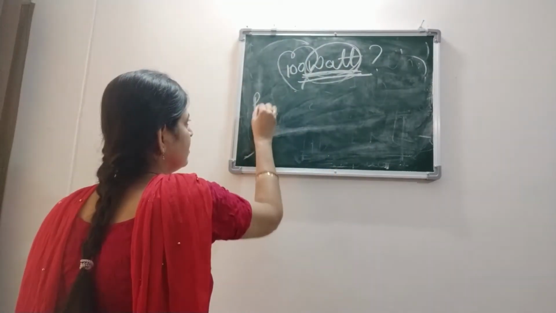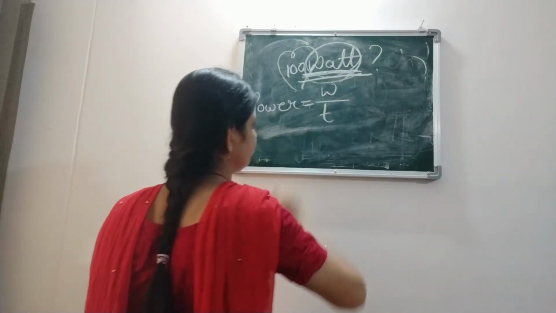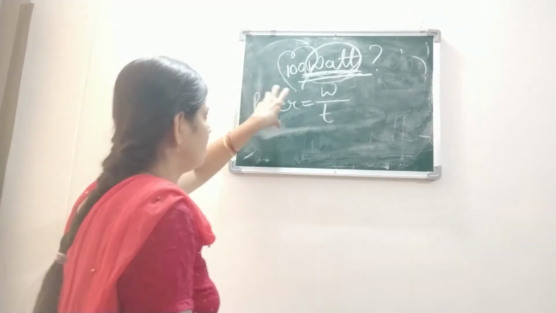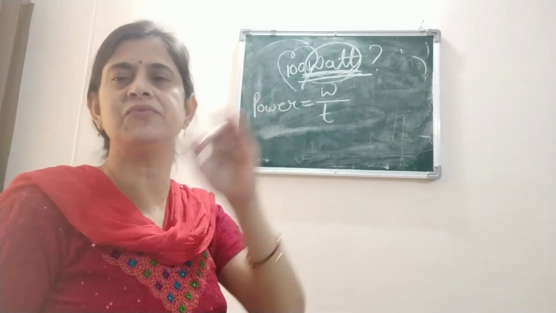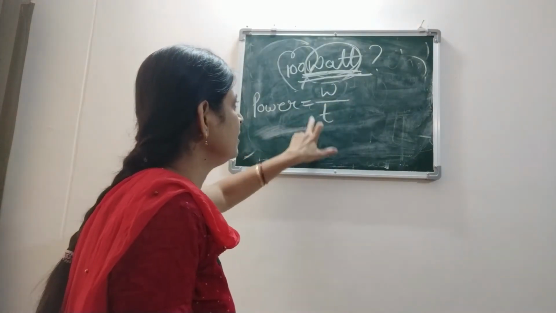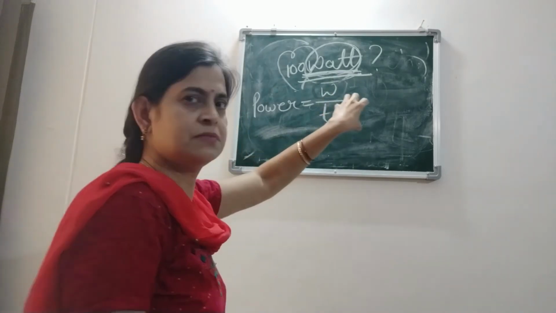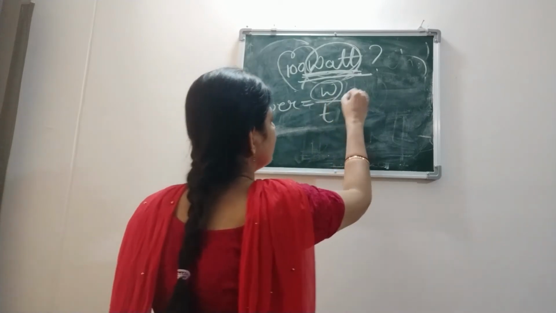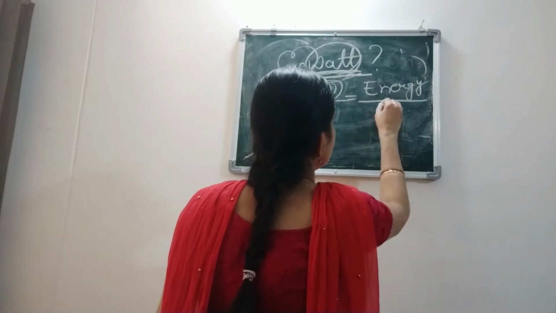Or we can say that power is equal to work by time. Already you know, power of any object is defined as the rate of doing work. Means the amount of work done in t seconds or the amount of work done in 1 second, etc. So instead of work, you can write down your energy also. So energy by time.